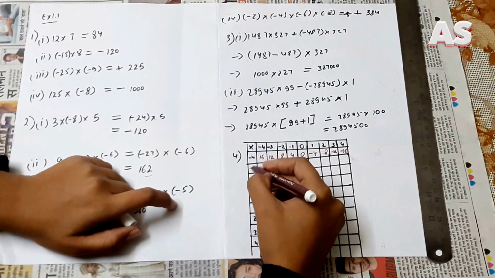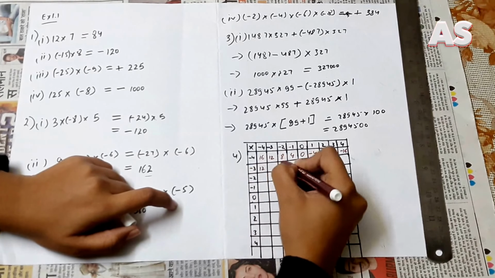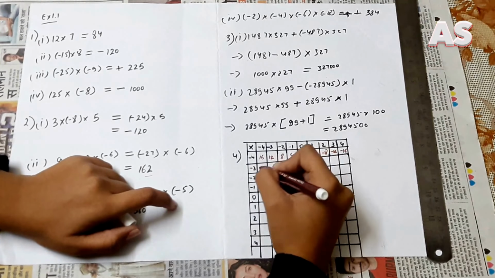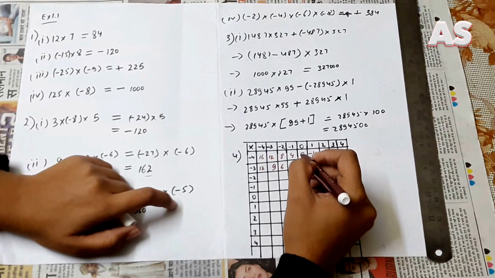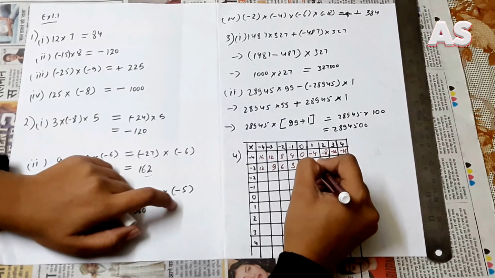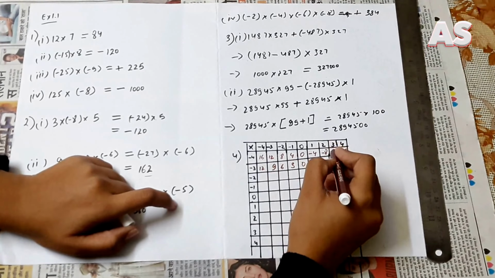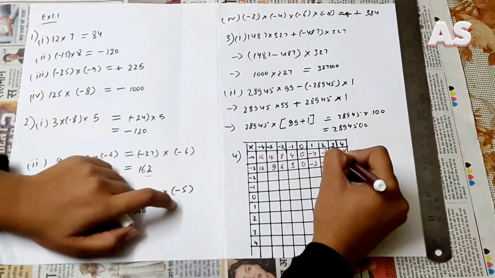We again have to solve it. So it would be 12, 3 3s are 9, 2 3s are 6, and 3 1s are 3. Then 3 into 0 is 0, minus 3 into 1 would be minus 3, minus 3 into 2 would be minus 6, minus 3 into 3 would be minus 9, minus 3 into 4 would be minus 12.